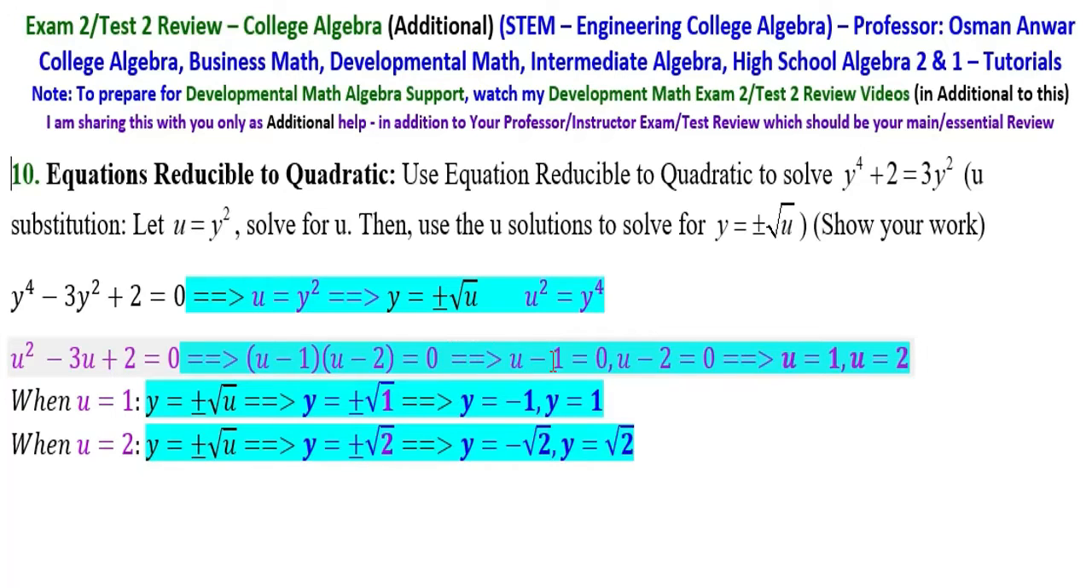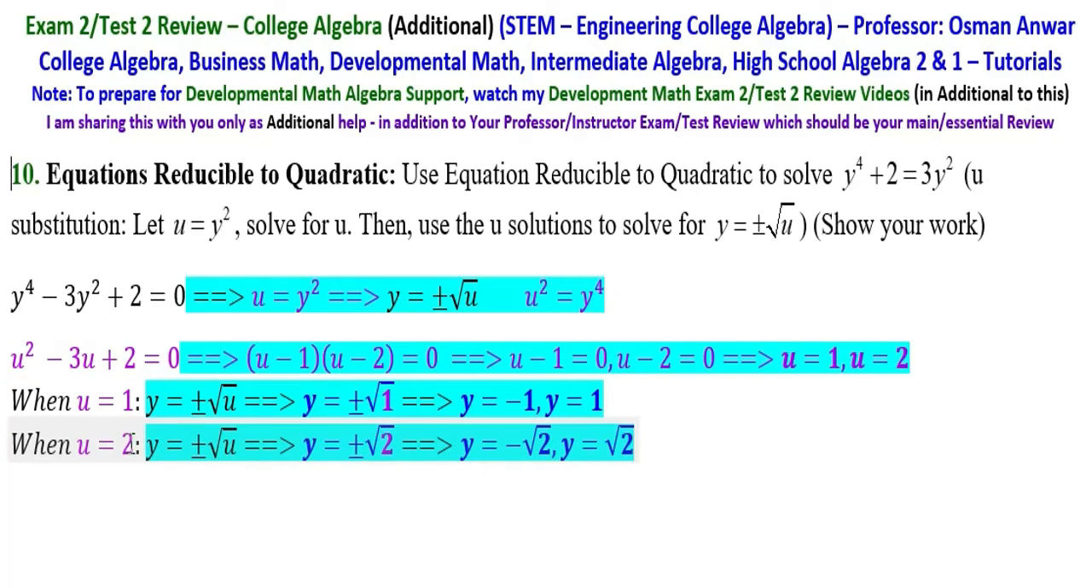That means u minus 1 equals 0 or u minus 2 equals 0. That means u equals 1 or u equals 2. Now back substitute to solve for y. When u equals 1, y equals plus or minus square root of u. That means y equals plus or minus square root of 1, which is y equals minus 1 or y equals 1.